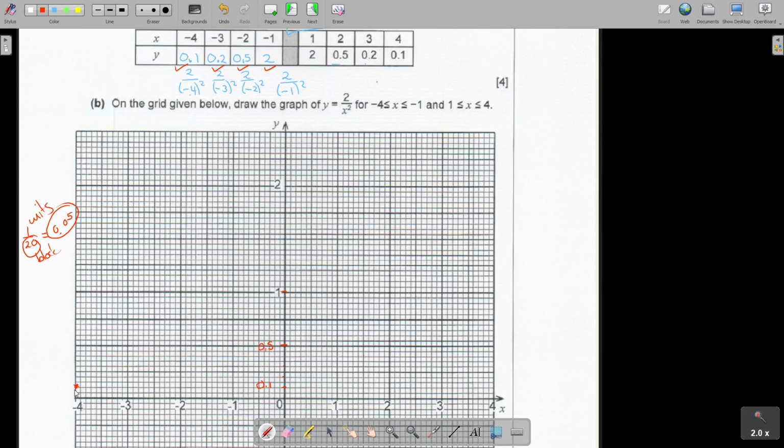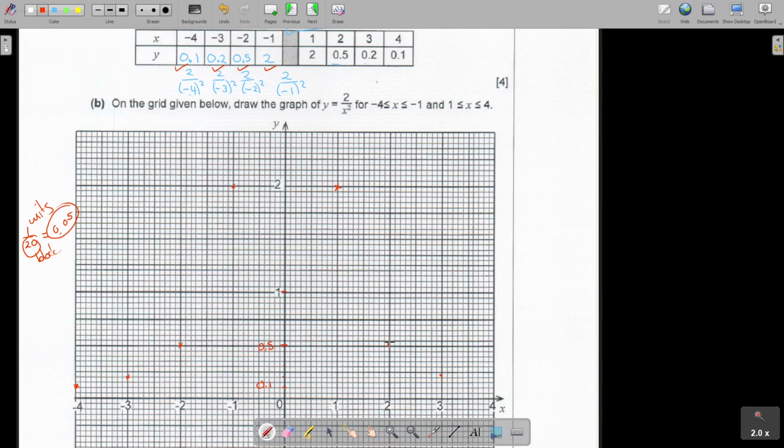Negative 3 and 0.2. Now that's 0.1 and then this is 0.2. And then negative 2, and this is a nice one because it's in the middle there. Okay, negative 1 and 2. Okay, and then, where am I now? 1 and 2, the same. It's actually the same, just on the other side. 2 and 0.5, so this plotting was all right. Maybe just the last, make sure. So 3 and 0.2, so 3 and 0.2.